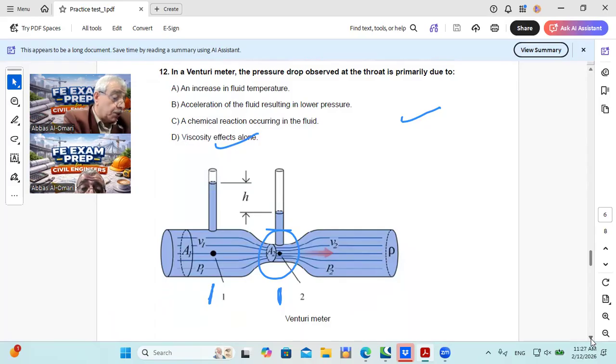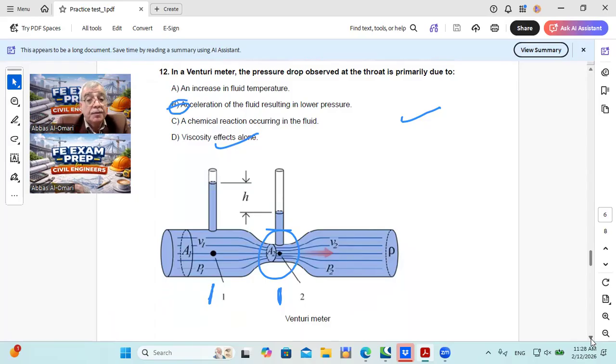So to substitute for this increase in the kinetic energy, pressure will drop. So whenever kinetic energy increases or velocity increases, the pressure will drop. So in a venturimeter, the pressure drop observed at the throat is primarily due to, now among the answers, the correct answer is B, acceleration of the fluid resulting in lower pressure. So which is increasing the velocity at section 2 because of the reduction in the cross-sectional area. So the correct answer is B.